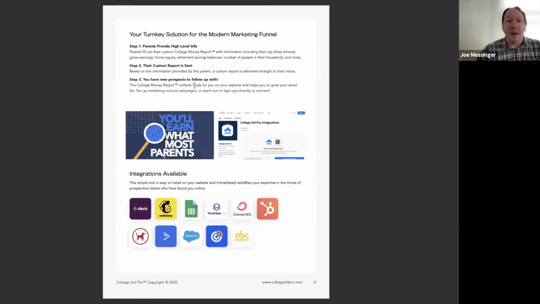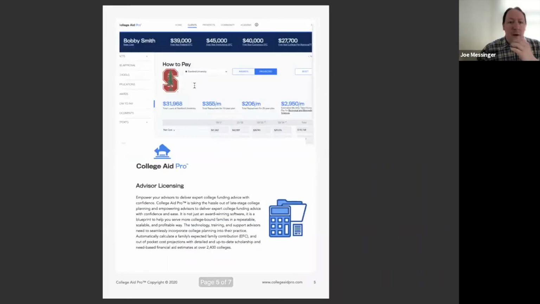That's what we've built out, and I'm going to show you how that works for our firm now in a white labeled format. Here is the advisor license that we have. I'm screen sharing right now.